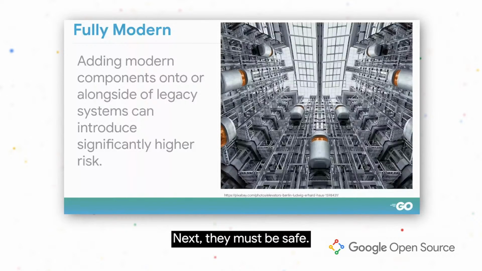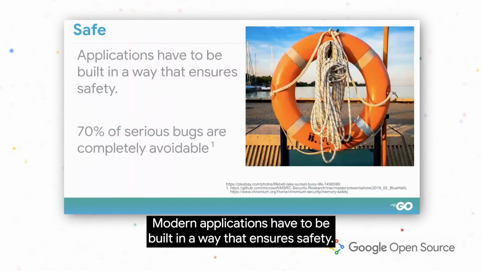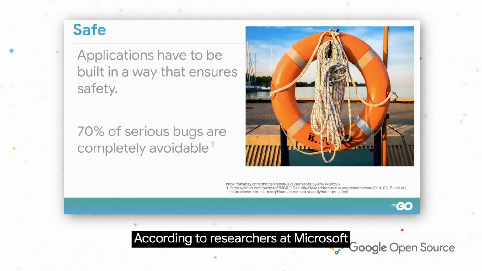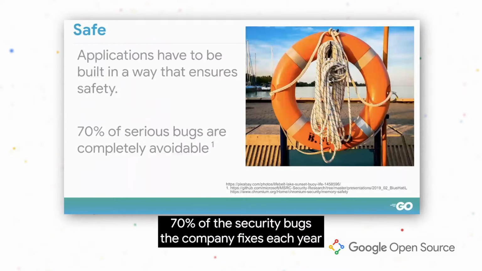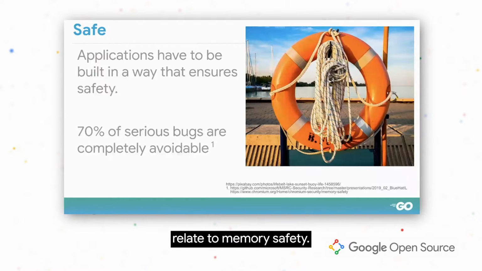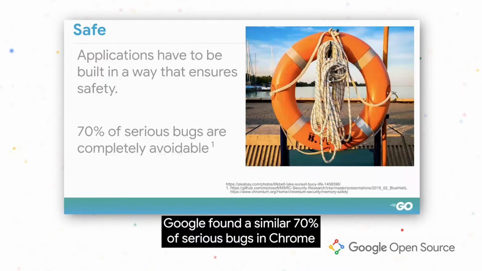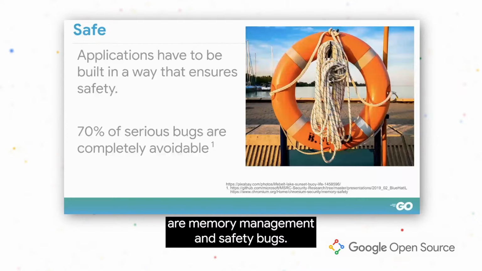Next, they must be safe. Modern applications have to be built in a way that ensures safety. According to researchers at Microsoft, 70% of the security bugs the company fixes each year relate to memory safety. Google found a similar 70% of serious bugs in Chrome are memory management and safety bugs.